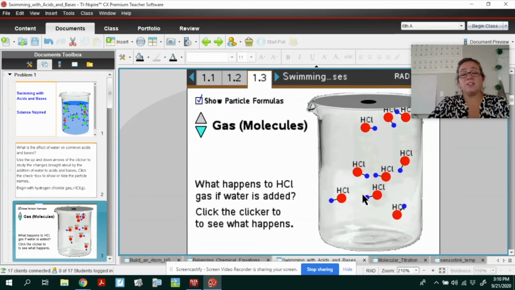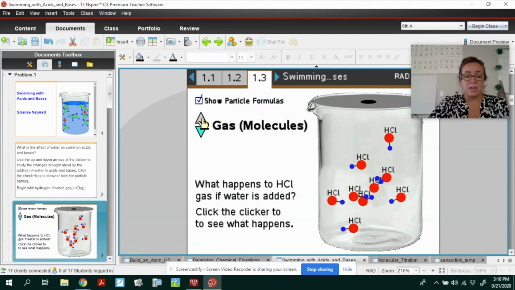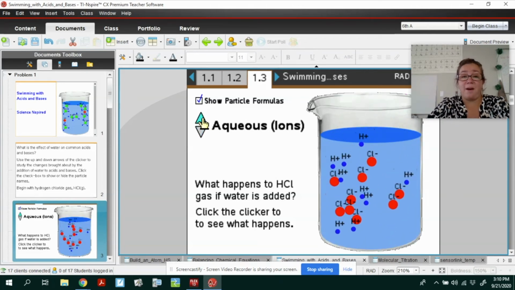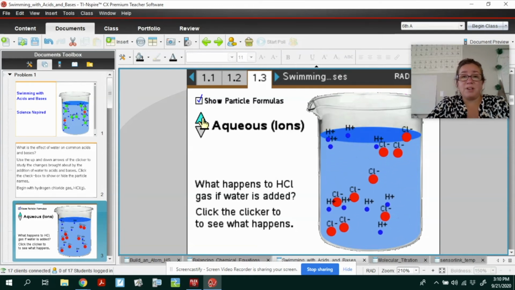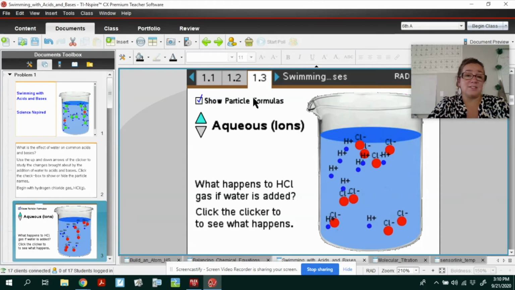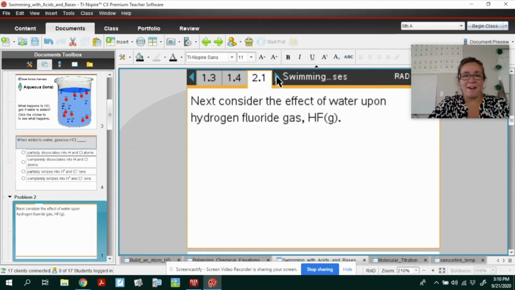What if I increase the temperature? What would happen? And what if I decrease the temperature? Then if I go add some water to it, what happened? Well, it's not hydrogen chloride gas anymore. That gas broke up and it is now a hydrogen ion and a chloride ion. And we would call that dissociation. And some questions to come around.